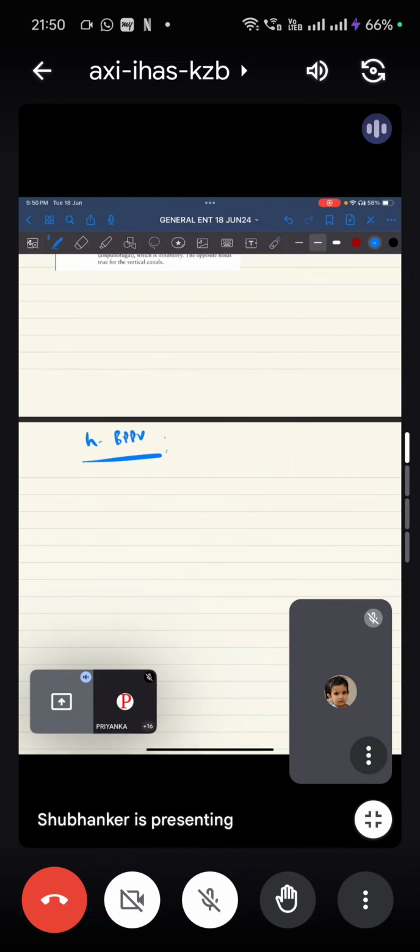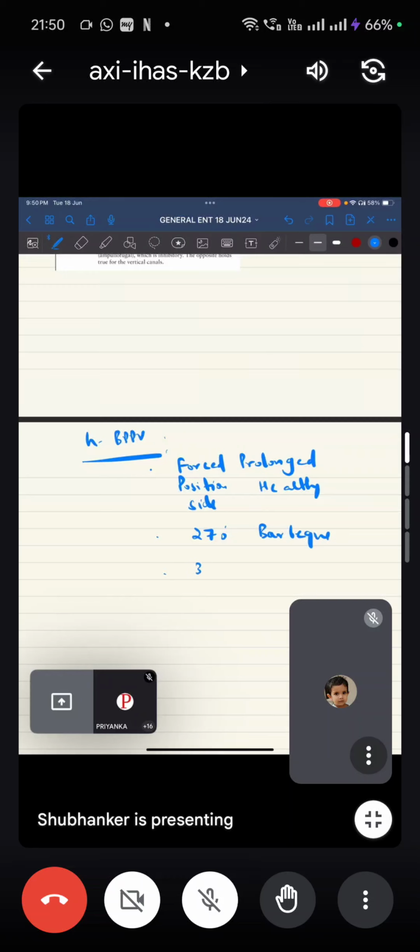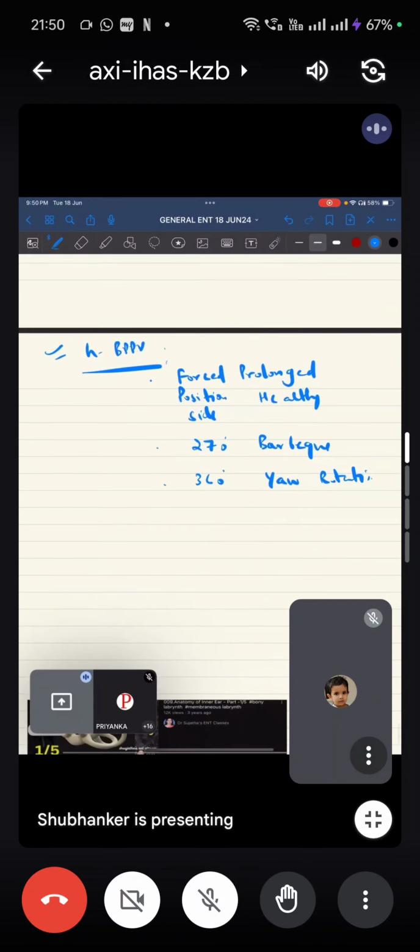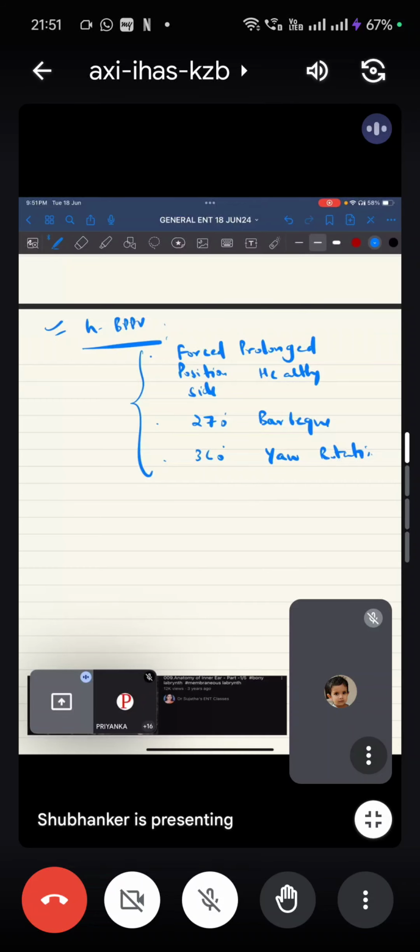In horizontal canal BPPV you have to remember three names which you have to write in theory. First is forced prolonged position, healthy side. Second is the 270 degree barbecue, and third the 360 degree yaw rotation. Very less common; after 93% this is 5%, so you will find patients but less commonly. You should again see the videos of these from YouTube; I'll share links of all these again.